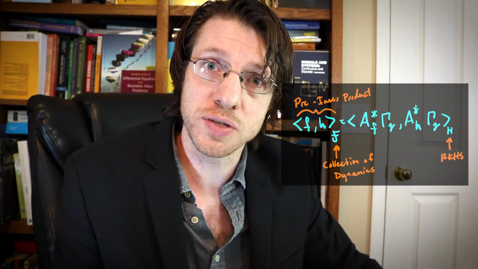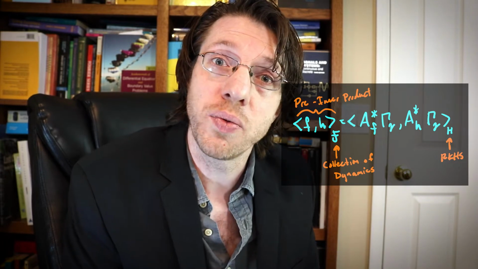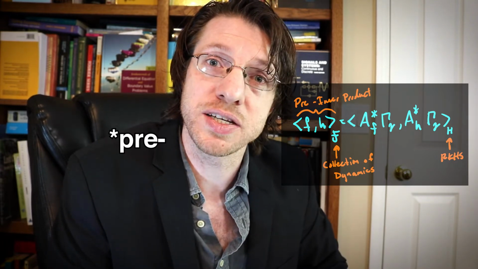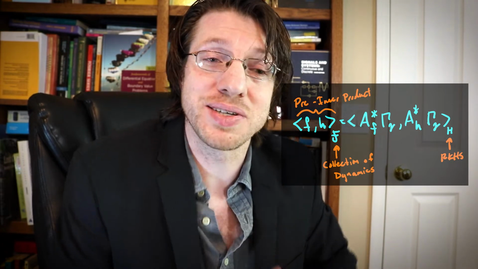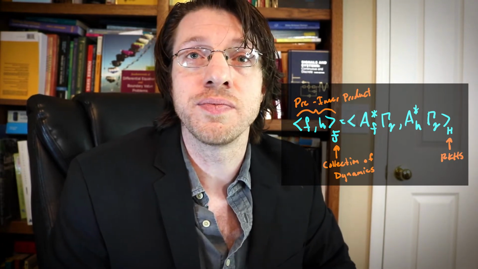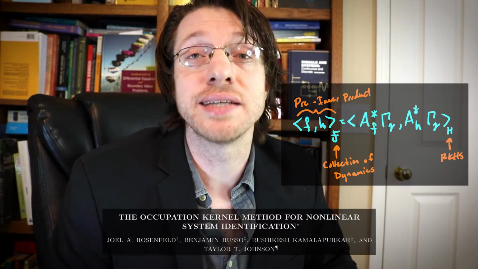So then, given this kernel space and this particular occupation kernel corresponding to some fixed trajectory, we now have an inner product space on the collection of dynamics, which is really cool, and it is honestly new. This is a work of me and my colleagues, Rishikesh Kamalapurkar, Benjamin P. Russo, and Taylor T. Johnson.